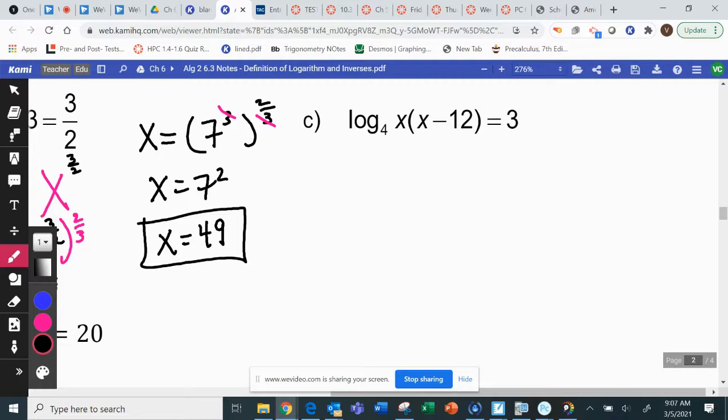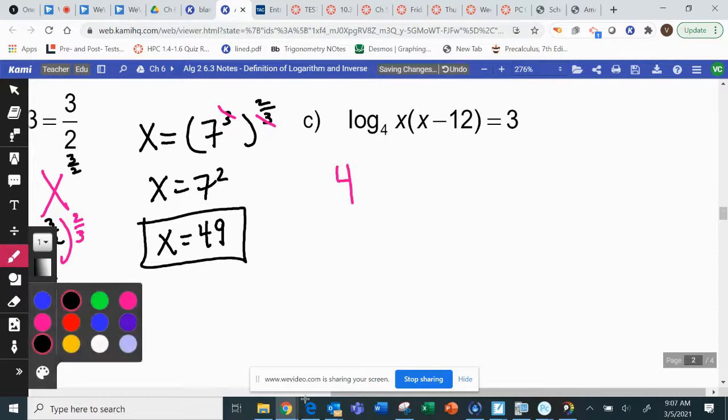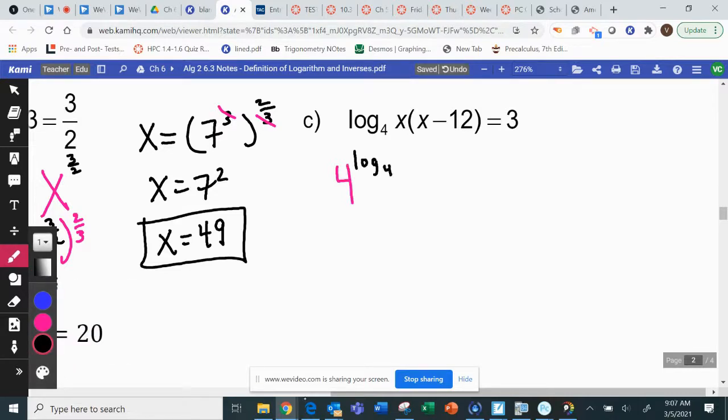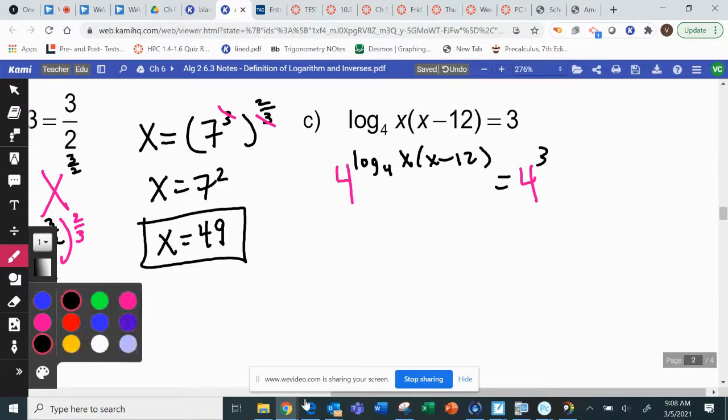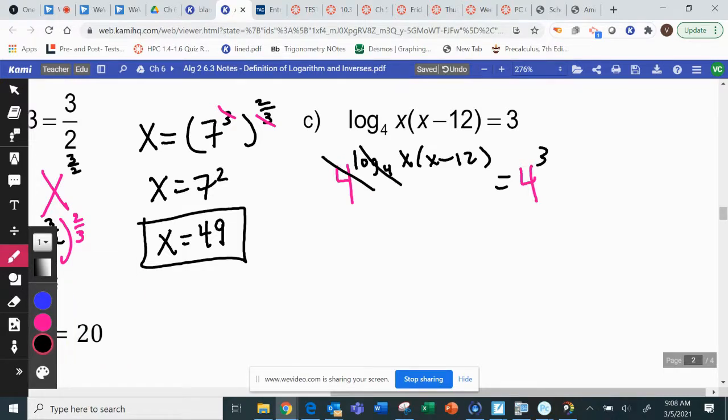Okay, so you guys, for the most part, those of you that have been taking notes down, looks good. You said, this is a logarithm. I need to exponentiate. So 4 to the log base 4 of x times x minus 12 equals 4 to the third. That cancels out the log. So then we have x squared minus 12x equals 64. x squared minus 12x minus 64 equals 0.